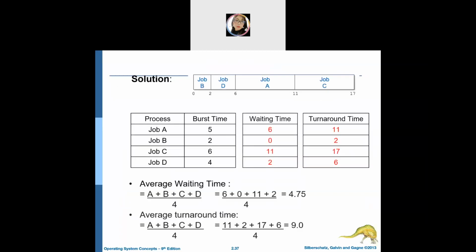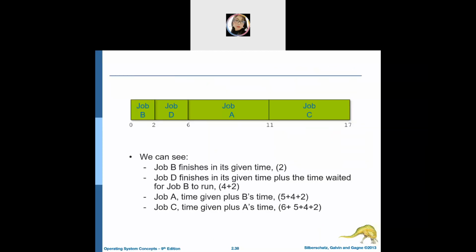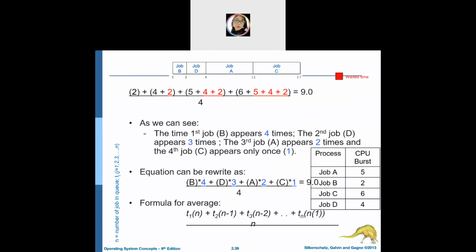Okay, you're going to get a similar value for turnaround time. No need for you to find out the turnaround separately. So you're going to get a similar value in milliseconds. So, this is the formula.